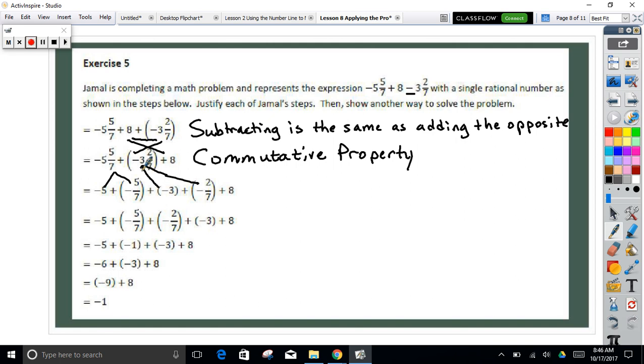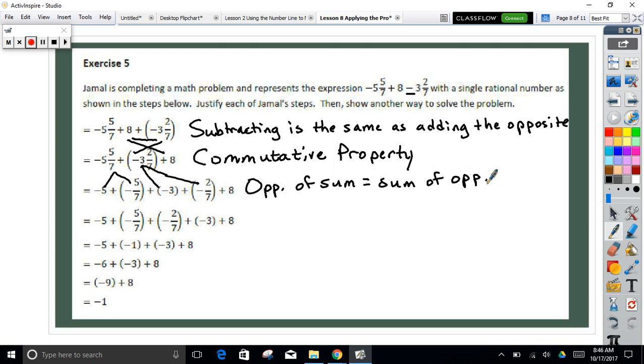What allows us to do that? What did we learn today? Look on the first page of your notes. The first heading, what did it say? Yep, the opposite of a sum is the same as its opposite. So I'm just going to abbreviate a little bit here. The opposite of a sum equals the sum of the opposites.